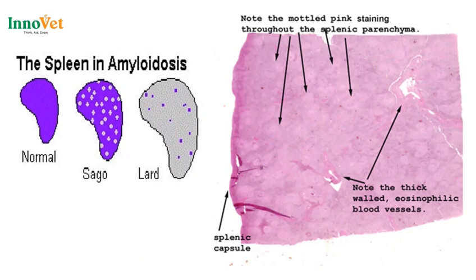Then lastly, we can appreciate amyloidosis in the spleen. The illustration on the left shows the depositions of amyloid, where in one pattern it is mild, and in the other it is so extensive. And on the right, we can appreciate the histological view, where we should take note of the mottled pink staining in the splenic parenchyma.